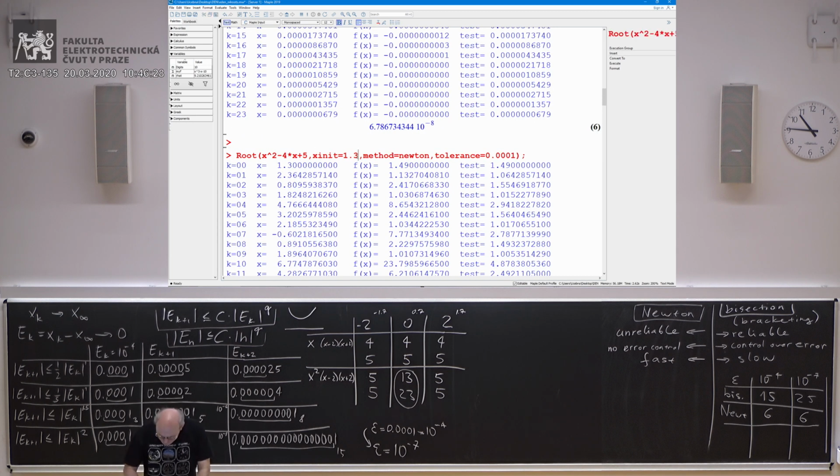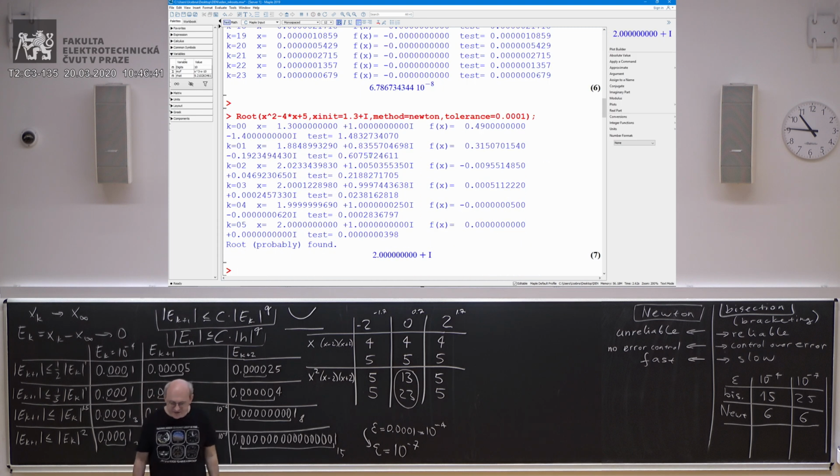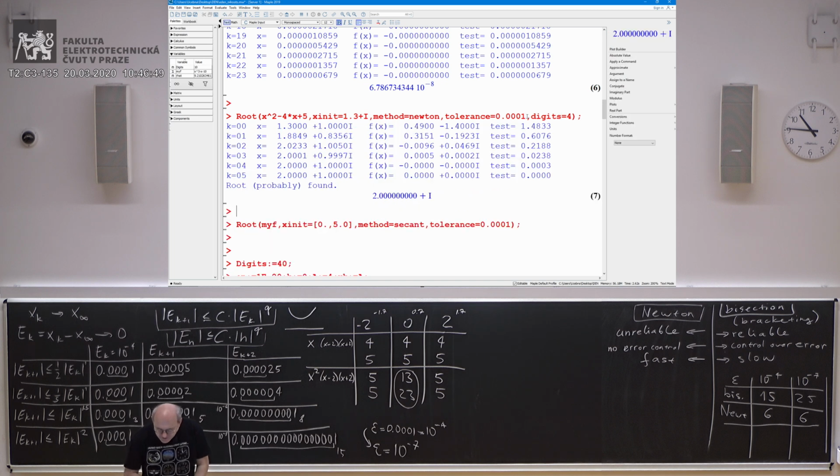So let me introduce, let's say, plus I into my starting point. So now the starting point is 1.3 plus I. And once there is some complex unit, Newton switches to complex calculations. Let me restrict the digits so that we can see it properly. 4 digits will be enough, I think, on the output. Yeah. So we can see that Newton now works with complex numbers here.